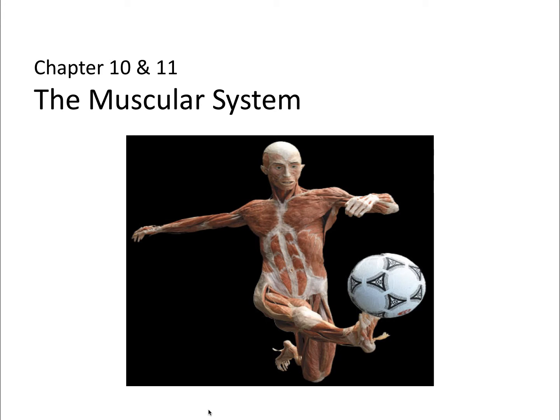All right, hello everybody. This is chapter 10 and 11 in your Saladin textbook. This concerns the muscular system, so we see this conveniently flayed human here kicking a soccer ball.